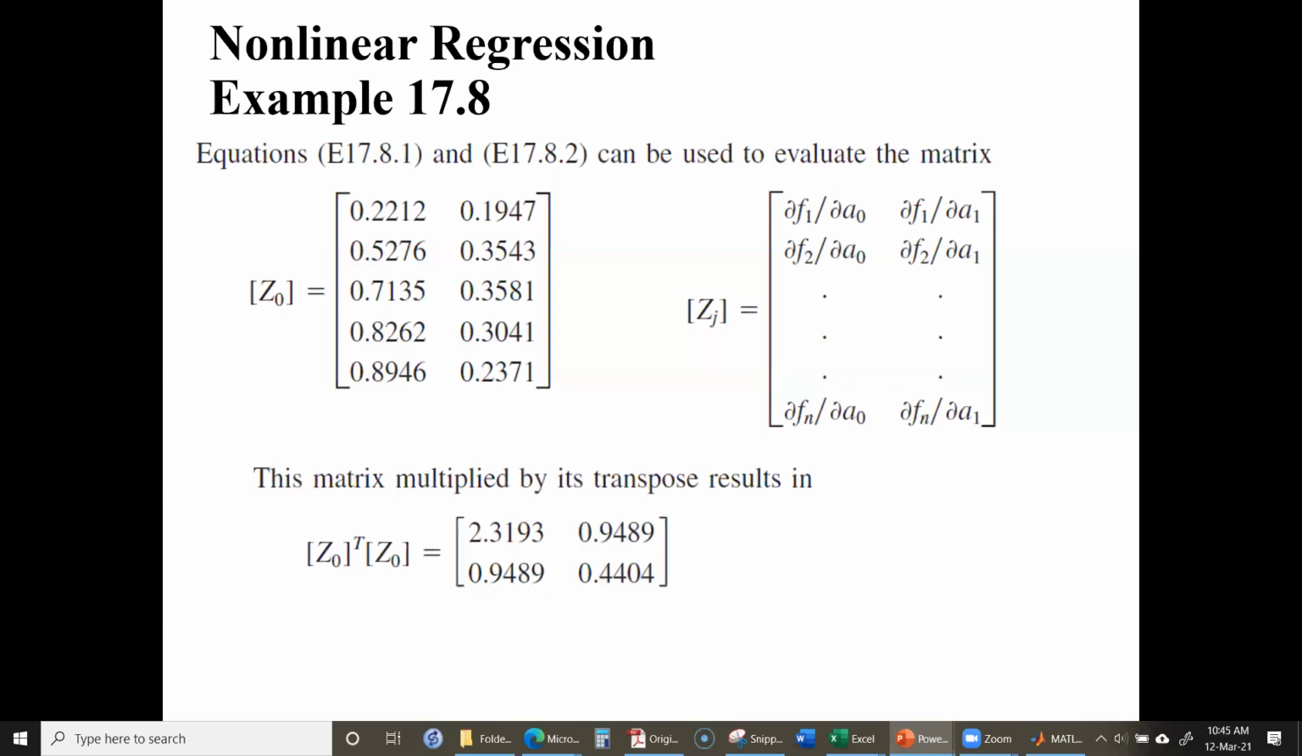After that, the next step will be to take the transpose of this matrix Z naught and then multiply it with the original matrix Z naught. So we will put this transpose on the left hand side of Z naught, and then we will multiply the matrices, and then we will get this matrix. So 2.3193, and then this one. Because over here we have this 6 by 2, we will get a 2 by 2 matrix. So this is the third step.